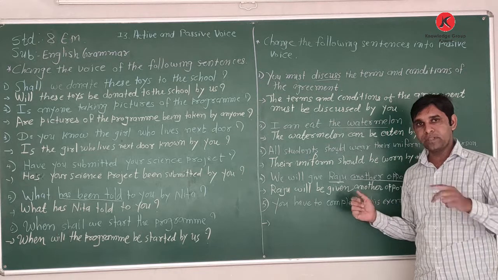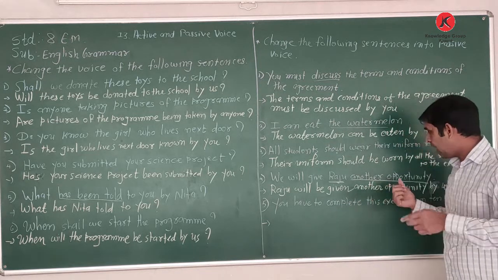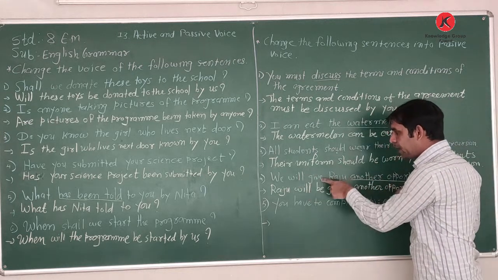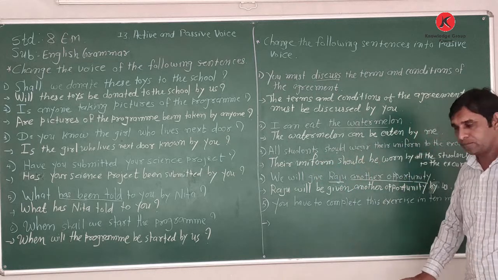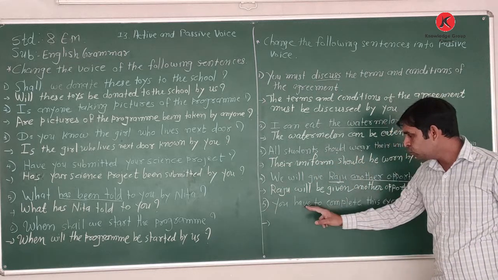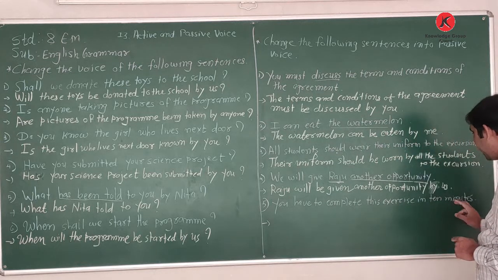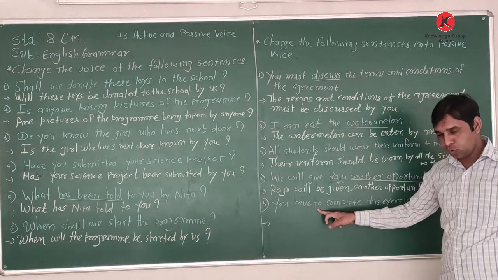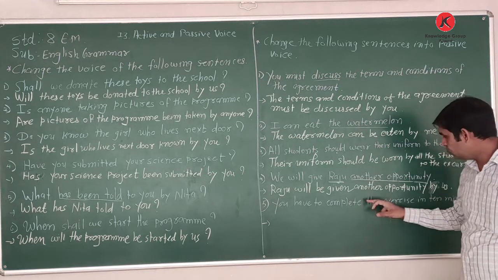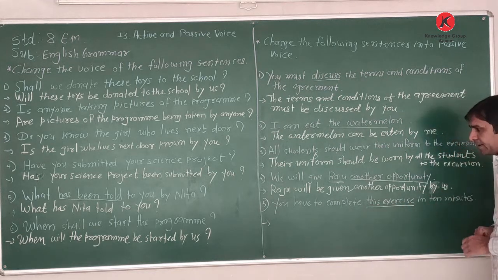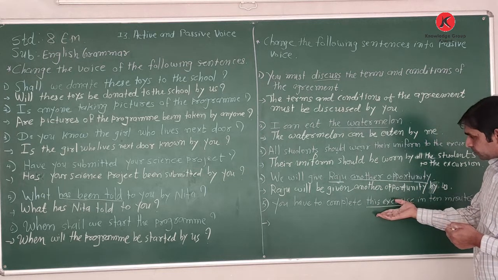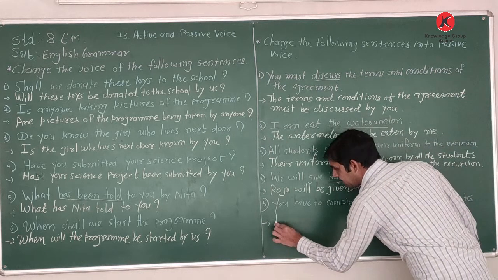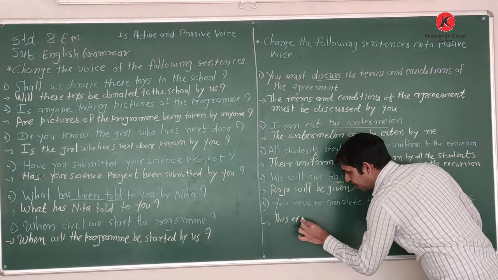If we go with the direct object, how can we make it? Another opportunity will be given to Raju by us. Now number 5, you have to complete this exercise in 10 minutes. So this is the modal have to, here a verb is used and this is the object. What have you to complete in 10 minutes? The answer is this exercise. So this exercise is the object.